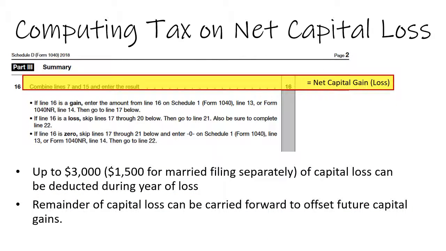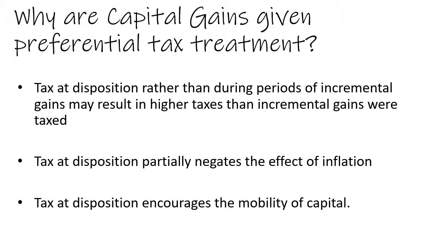For married persons, $3,000 of capital loss can be deducted during the year of loss. This amount is $1,500 for married persons filing separately. The remainder of the capital loss can be carried forward indefinitely to offset future capital gains.